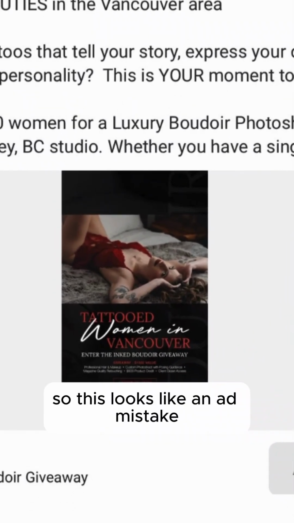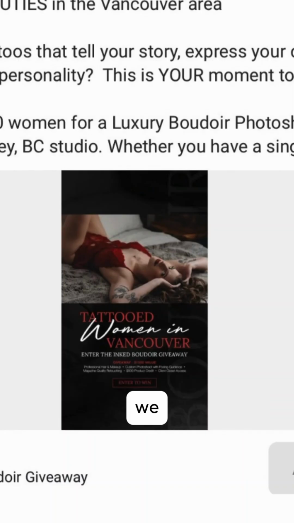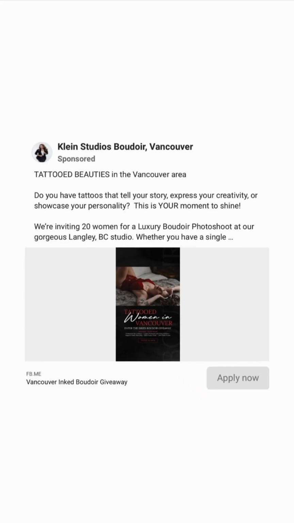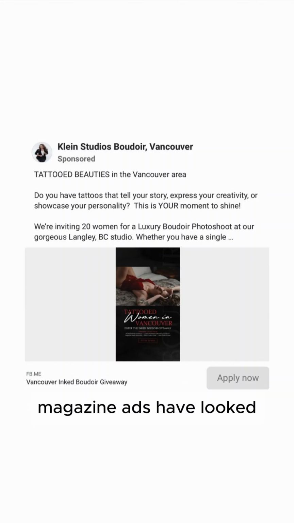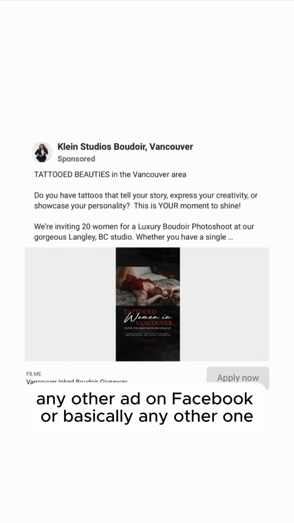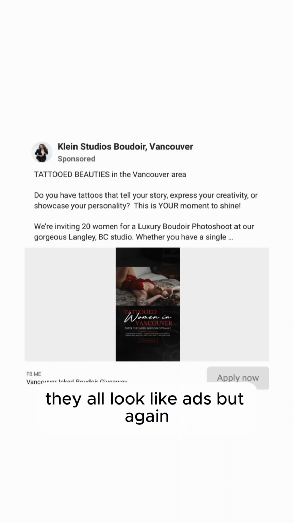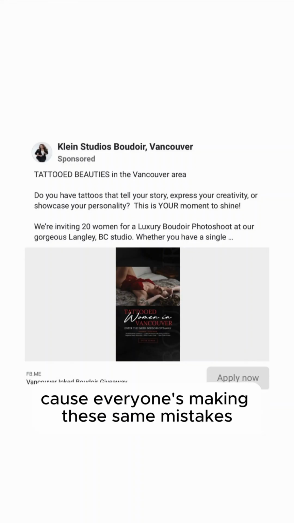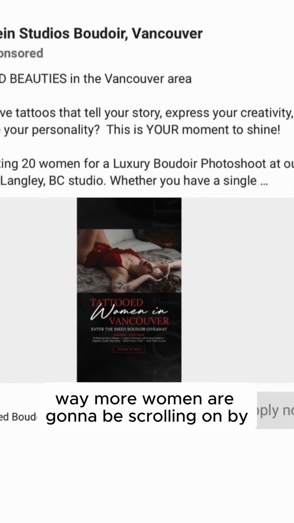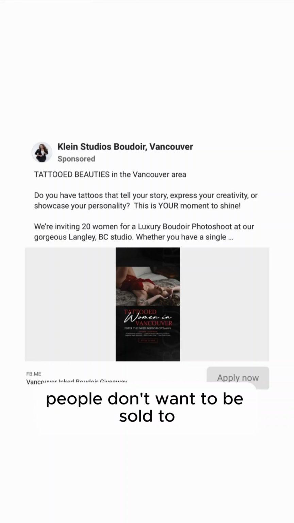Creative. All right, the creative looks like an ad, so it looks like an ad mistake. The false belief that caused us to make this mistake is we believe our ads should look like ads because that's how newspaper ads have looked, magazine ads have looked, TV commercials have looked, and any other Boudoir Facebook ad on Facebook. They all look like ads. But again, BLCS is the most common thing I'm seeing. It's because everyone's making these same mistakes. So consequence of this, yeah, way more women are going to be scrolling on by, and our ad's not entering their brain because people don't want to be sold to.